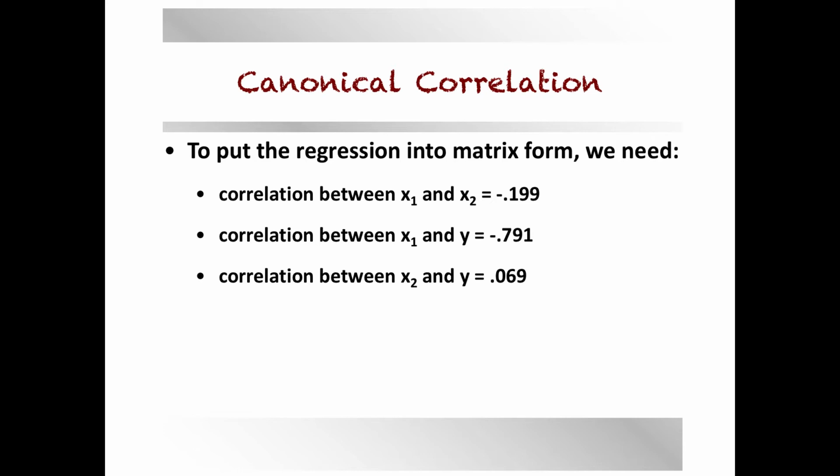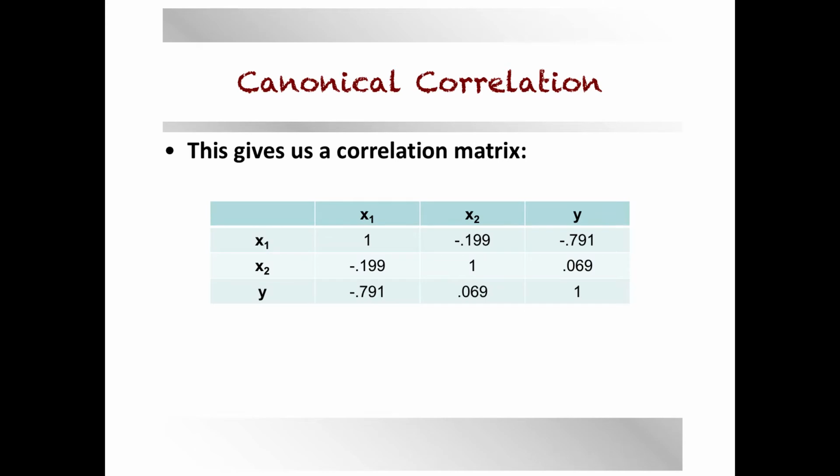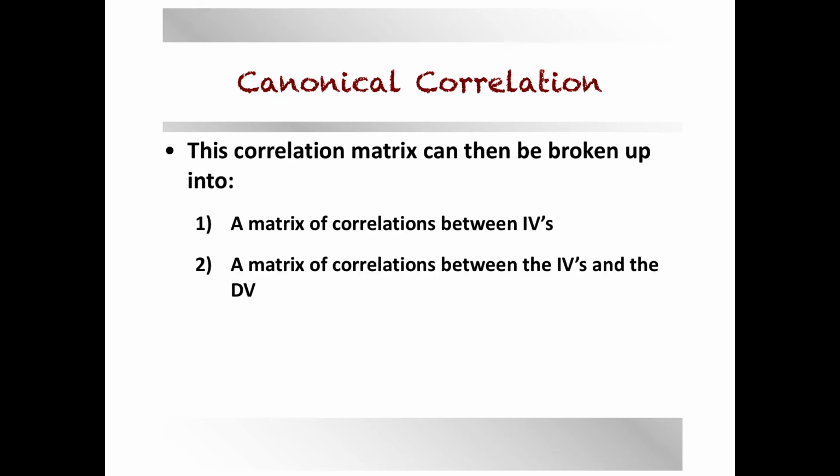We're taking our correlations between x1 and x2, x1 and y, and x2 and y, again based on our small sample example, and we're going to organize them in a certain way in matrices, like so. This is a correlation matrix including y. For example, x1, x2 here is negative 0.199, x1y is negative 0.791, and we're including the ones in the diagonal, and the values above and below the diagonal are the same as each other. Then we can break this correlation matrix up into sections.